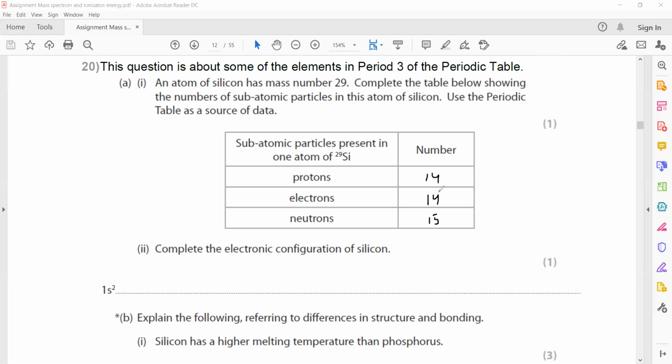Then complete the electronic structure of silicon. What is the electronic structure of silicon? We have to arrange 14 electrons. So 1s2 is there, then it will be 2s2, 2p6, so 10 arranged, then 3s2, 3p2 will be there. This is the electronic structure of silicon.